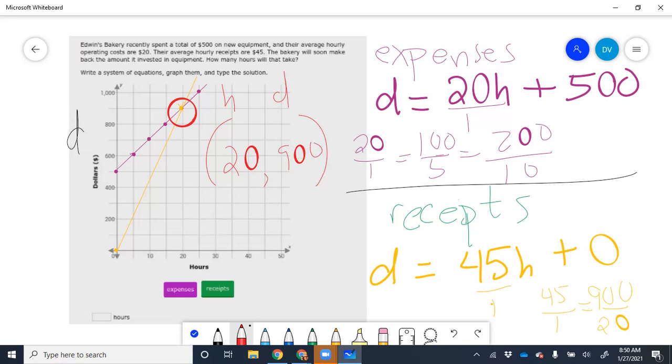I forgot what the question was, but let's read it again. At the end of that problem, it says, how many hours will it take to make back the investment? And the answer is, you got it, 20 hours.